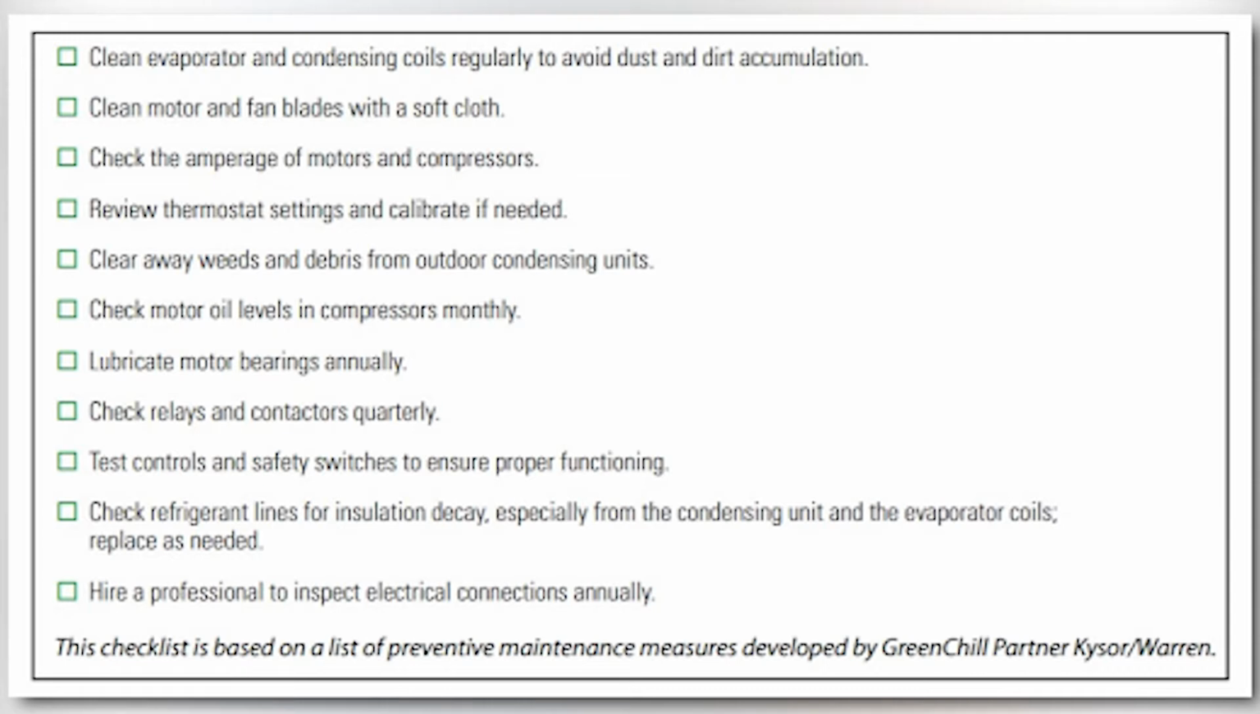The following list, made by the U.S. EPA Green Chill Partnership, is a good starting list of regular maintenance that should be done. Some of the most important maintenance tasks on this list are cleaning evaporator and condenser coils, cleaning motor and fan blades with a soft cloth, and having a professional check electrical connections annually.